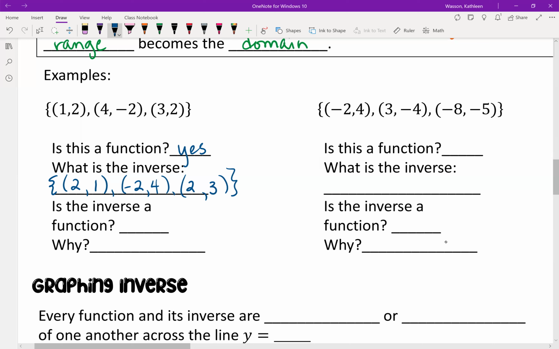When I look at the inverse that I just wrote, this set of 3 points, 2 is used in 2 of the points for x. So this is not a function because x values, specifically 2, repeat.